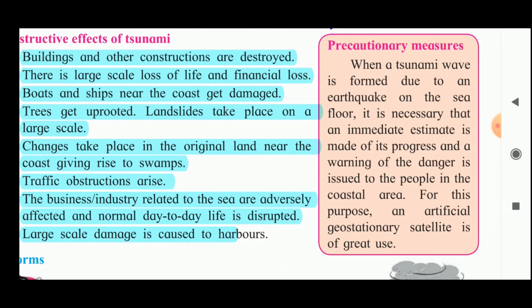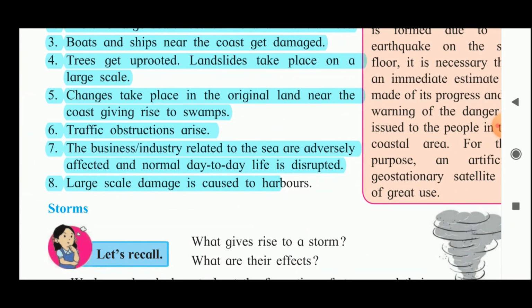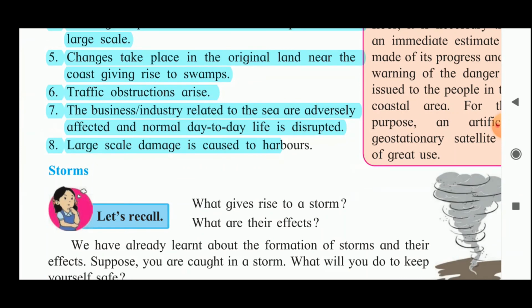So what are the precautionary measures when the tsunami takes place? When a tsunami wave is formed due to an earthquake on the sea floor, it is necessary that an immediate estimate is made of its progress and warning of the danger is issued to the people in the coastal area. For this purpose, an artificial geostationary satellite is of great use, and people can be made aware and should be made to move away from the coast.